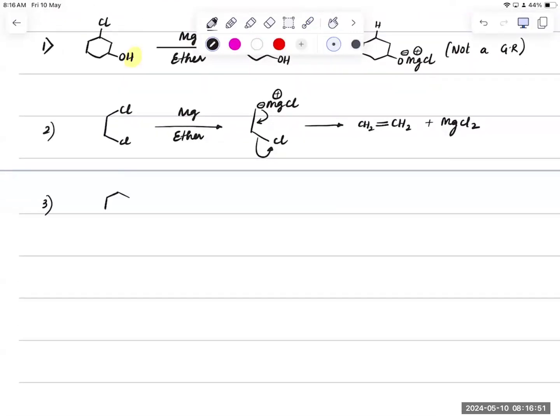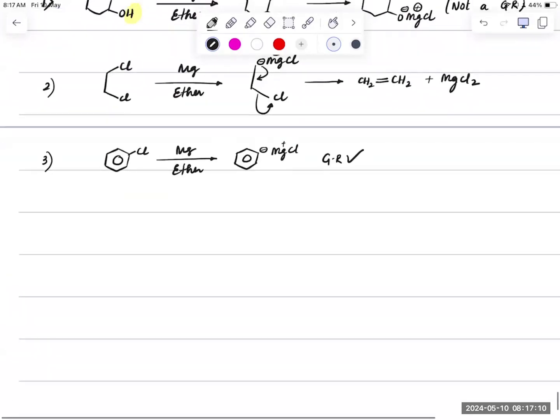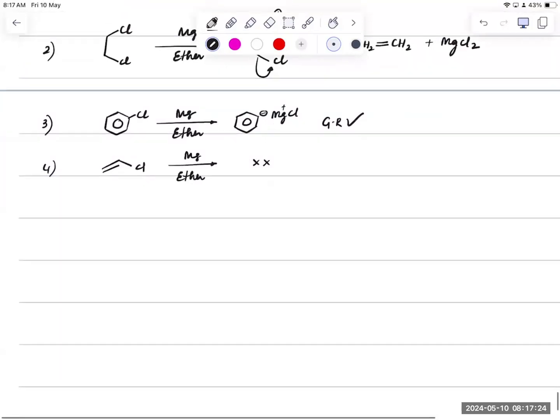Third case, if you have only phenyl chloride, here there is no problem. You will notice that minus will form, Mg plus Cl minus will form. So here Grignard's reagent is forming. Okay. Fourth case, if you have allyl chloride, in allyl chloride, Grignard's reagent formation is not observed. So no reaction here. In allyl chloride, we will not see any reaction.